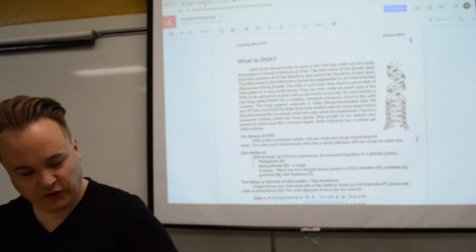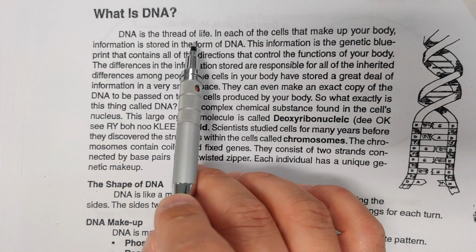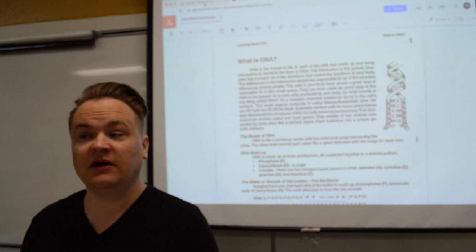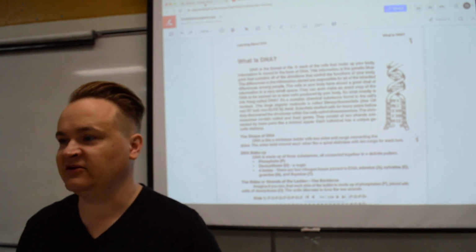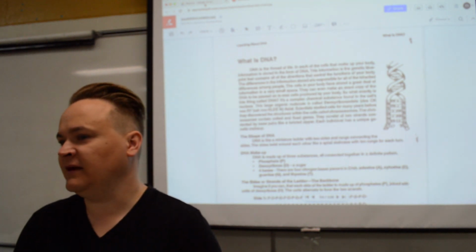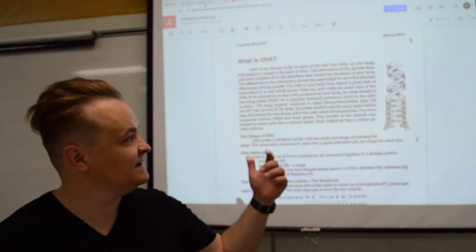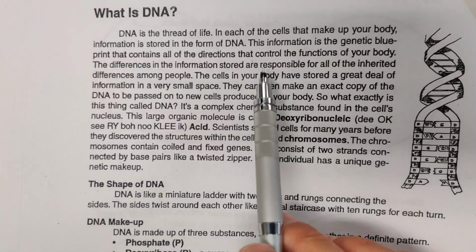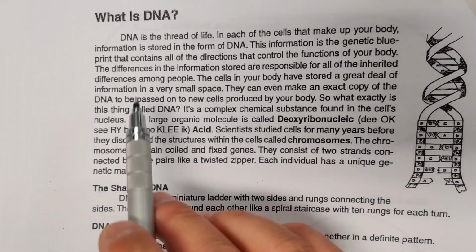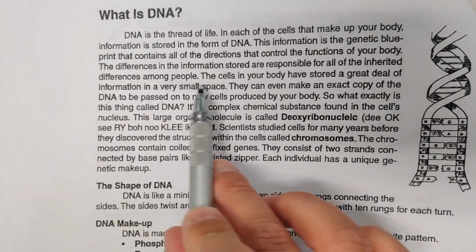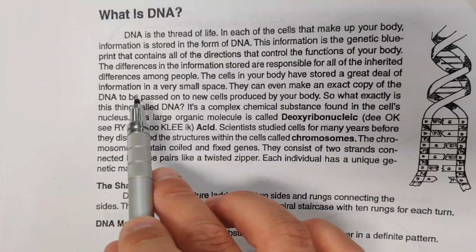So if we look down here, DNA is the thread of life. In each of the cells that make up your body, information is stored in the form of DNA. So all of the information about what you're going to look like, how you're going to act, different traits about you, different traits about anything living, all of the things that make you you are stored in this DNA structure inside of your cells, in every living thing. This information is the genetic blueprint that contains all of the directions that control the functions of your body. The differences in the information stored are responsible for all of the inherited differences among people.